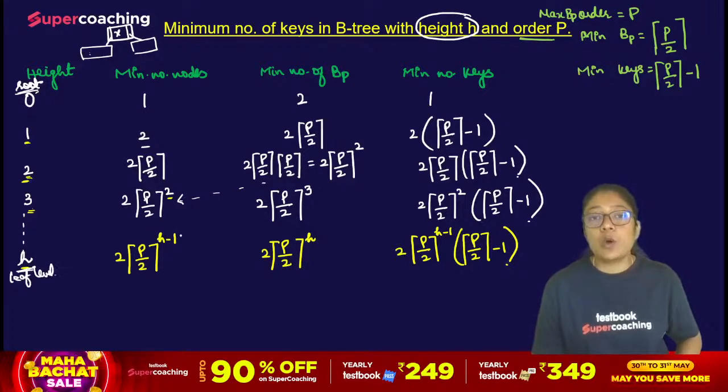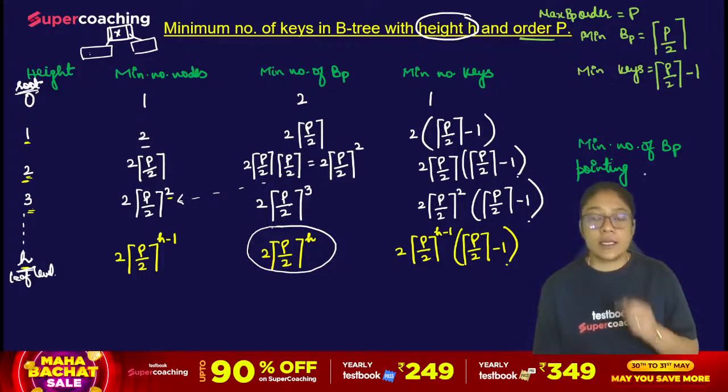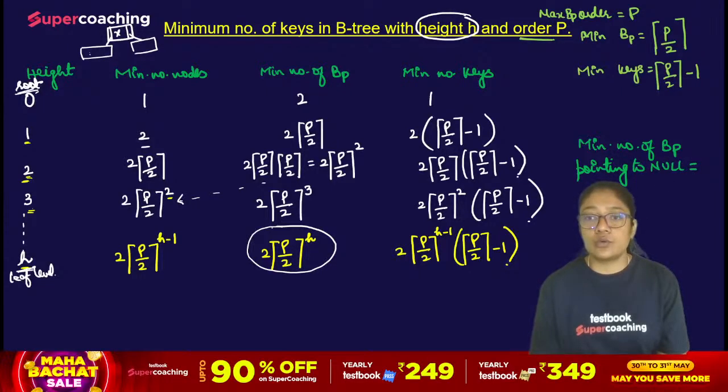लीफ लेवल पे ब्लॉक पॉइंटर्स नल होते हैं. Minimum number of block pointers that will be equal to null is 2 into p by 2 raised to power h. What I'm saying is minimum number of block pointers pointing to null, this can also be asked in the exam, is equal to 2 into p by 2 raised to power h. You can note it down in your short notes.